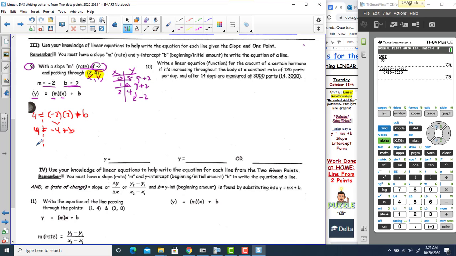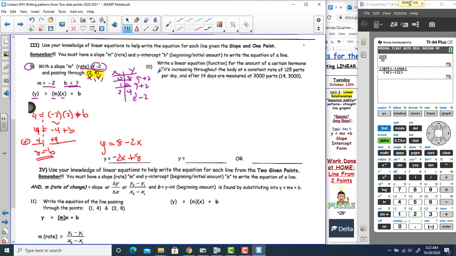And the question becomes, what do we add to negative 4 so that the value is positive 4? Undo that subtraction with addition, or add the opposite, add 4 to both expressions, and we find that the beginning amount of this relationship must be 8. This relationship is one that starts at 8 and is going down by 2 over and over again. Y equals negative 2x plus 8. Or as I've grown to prefer, y equals start at 8 and subtract 2 over and over again x number of times.